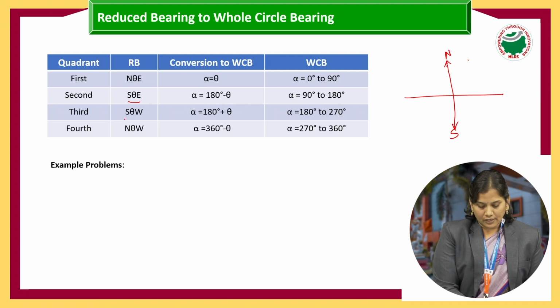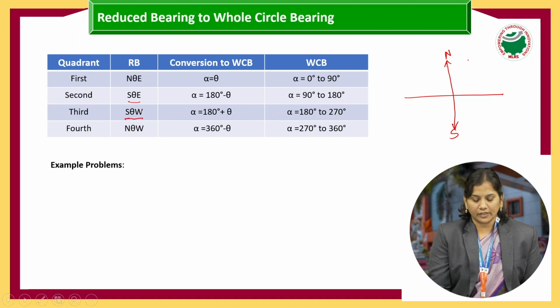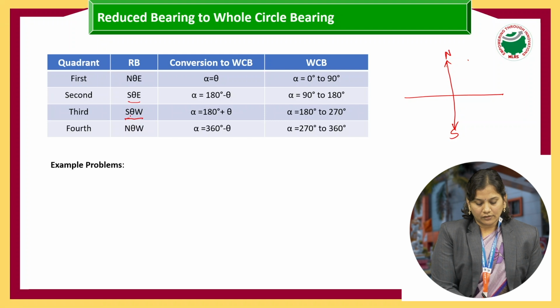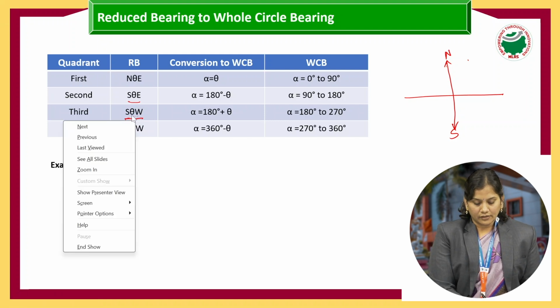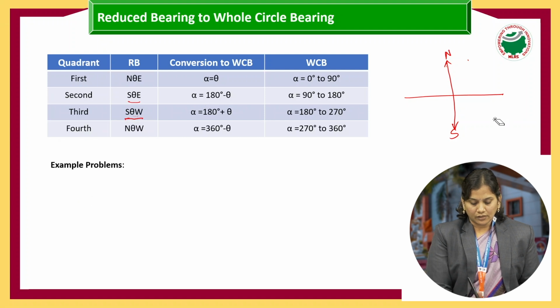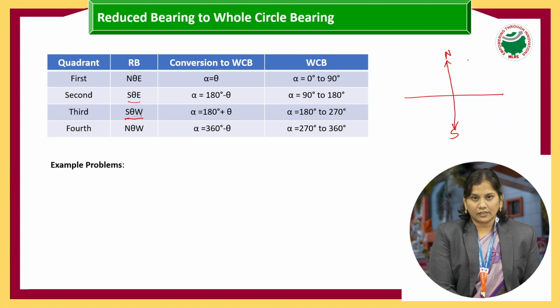Similarly, if our survey line is in third quadrant, we will represent the reduced bearing as south theta west.